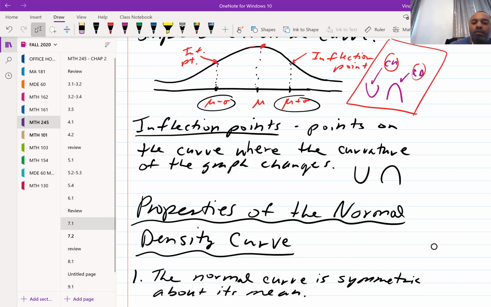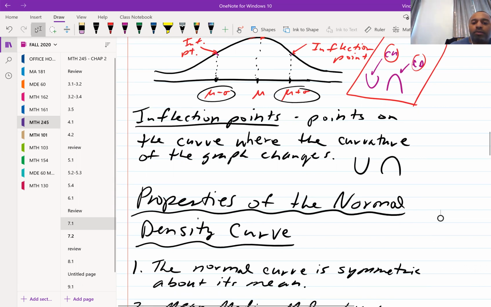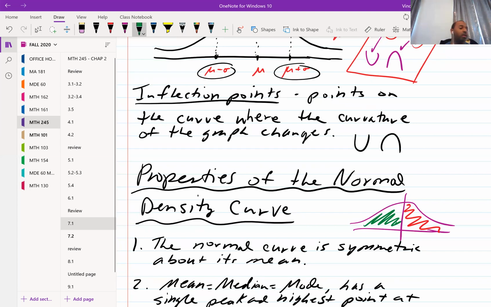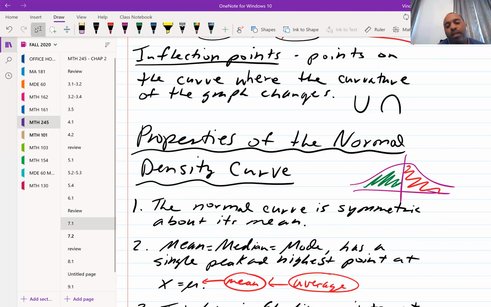So, properties of the normal density curve. Number one, the normal curve is symmetric about the mean. So when you look at your curve, you have your mean in the middle. What's going on the right side of the mean is also going on the left side of the mean. So it's symmetric about the mean. Whatever's going on the right is reflected on the left side of your mean. Number two, your mean, median, and mode have a single peak and highest point, and they're equal.